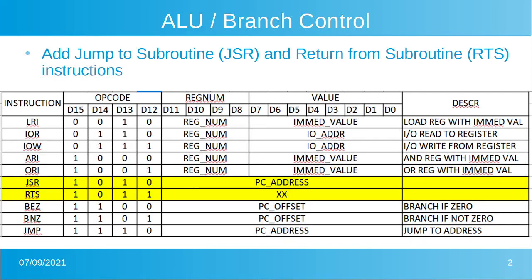Let's add a set of instructions to jump to subroutine and return from subroutine. Call the mnemonics JSR and RTS. We're going to add them into the table of opcodes at A for JSR and B for RTS. JSR has the same format as a jump or a branch. It stores the address that you're going to jump to. And RTS has no parameters, just the 4-bit opcode, and that's it.